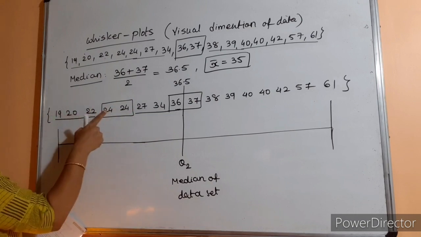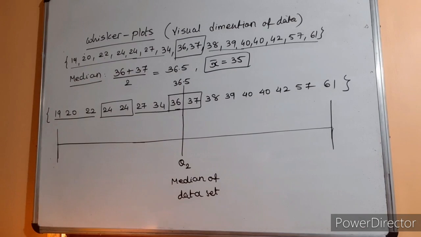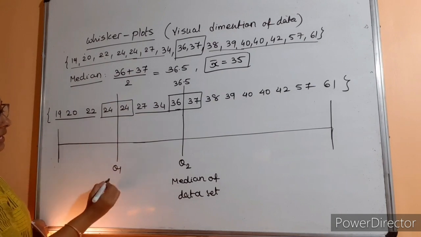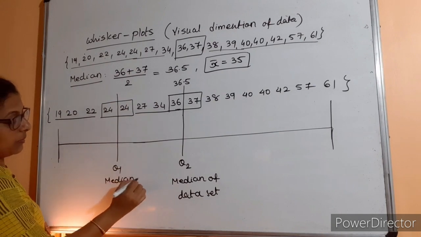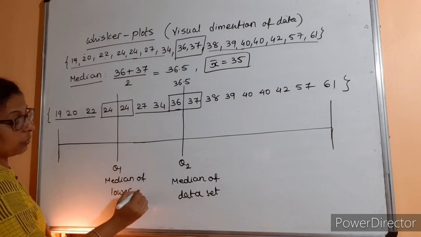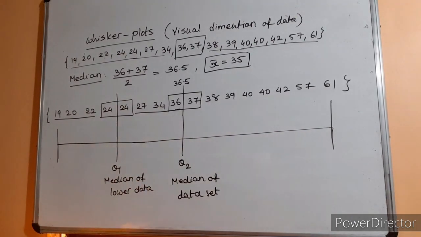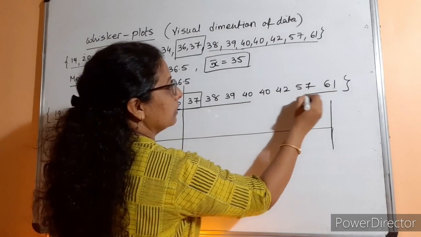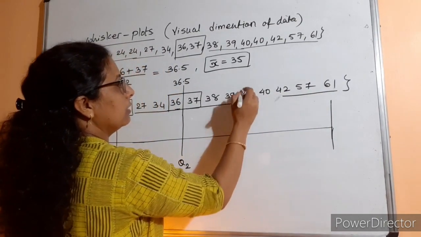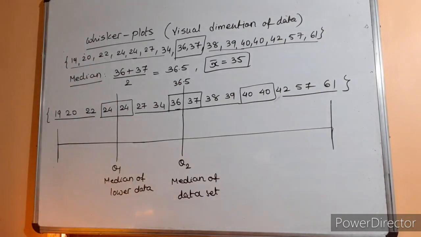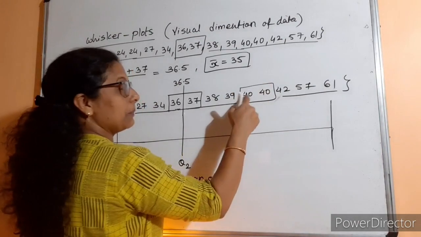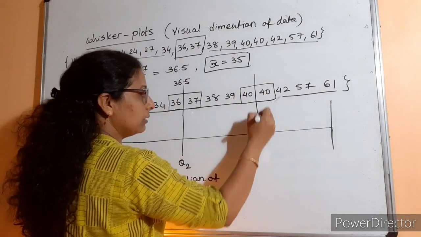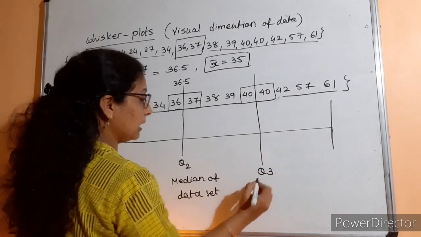So you can say the median is 24 plus 24 divided by 2, right? So this is Q1, the median of the lower half of the data. Then from here we'll count the middle. Again 40 and 40, you will find 40 plus 40 divided by 2, that is the median of the upper half, and therefore this is Q3.